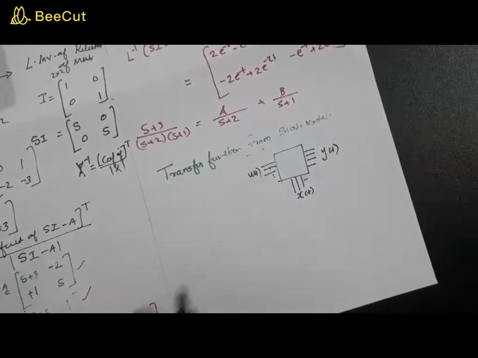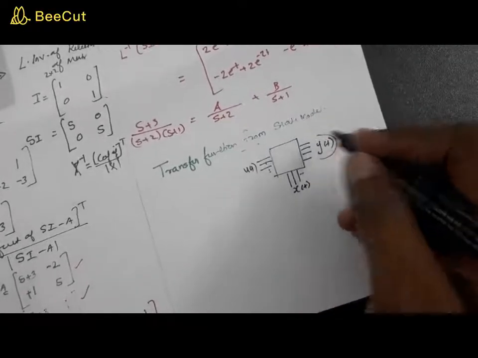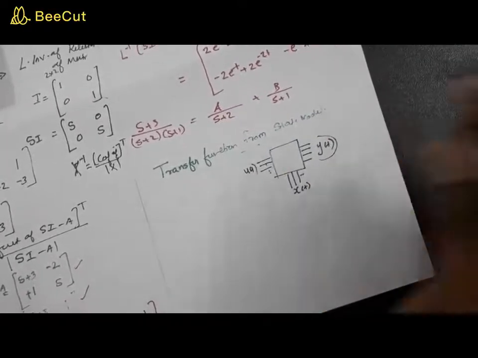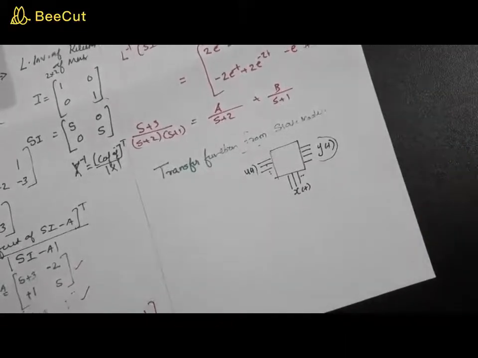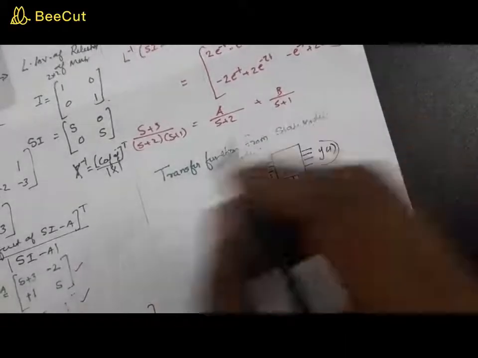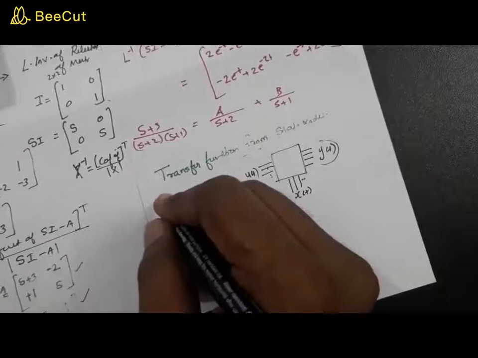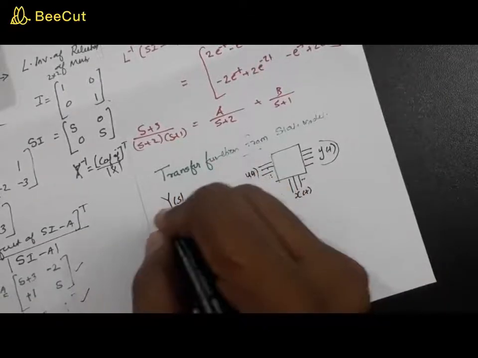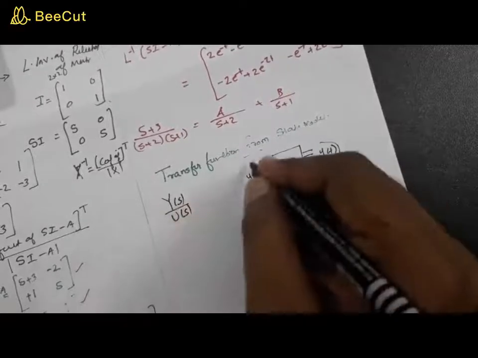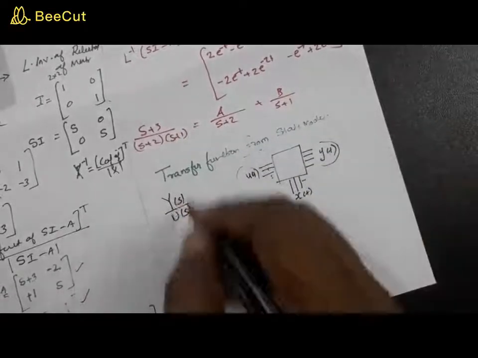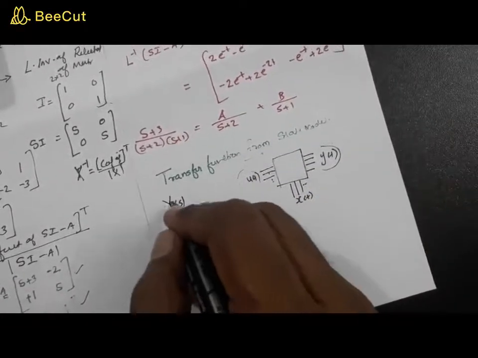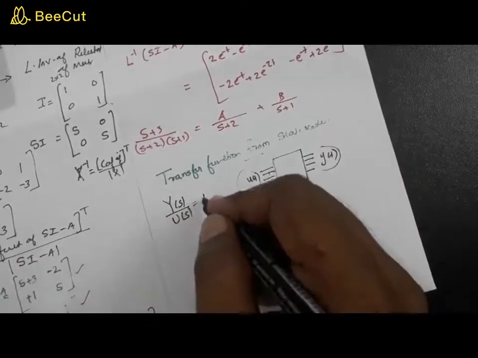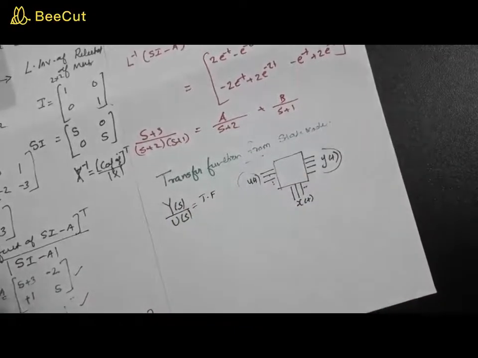Now what is basically the transfer function? The transfer function has only one definition, whether it is a simple system or a state model. Always the transfer function is nothing but the Laplace transform ratio of y of s to u of s. Here the input is u of t and the output is y of t. Taking the ratio of output to input is what is called the transfer function. That's what we are going to study.